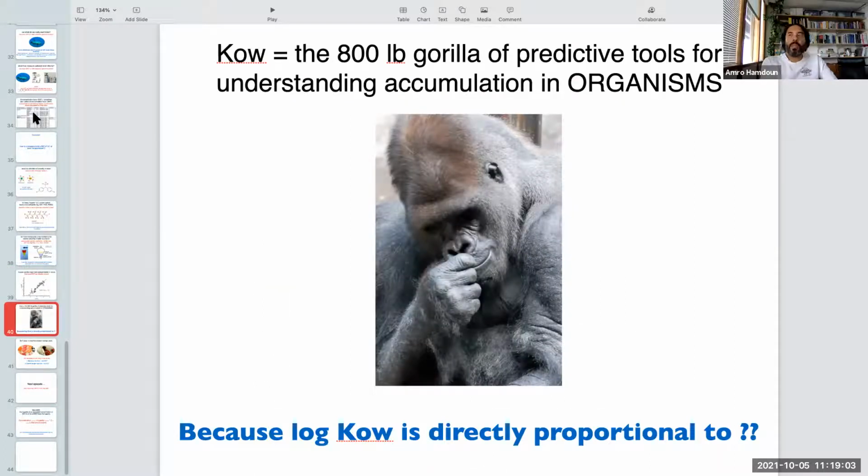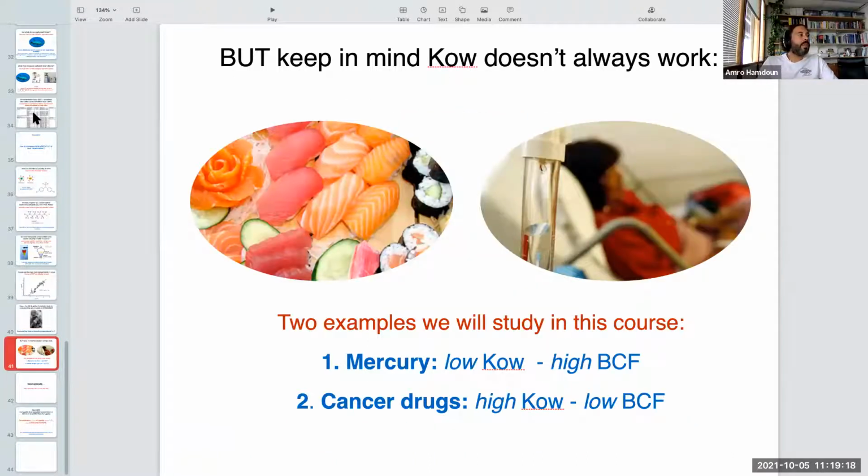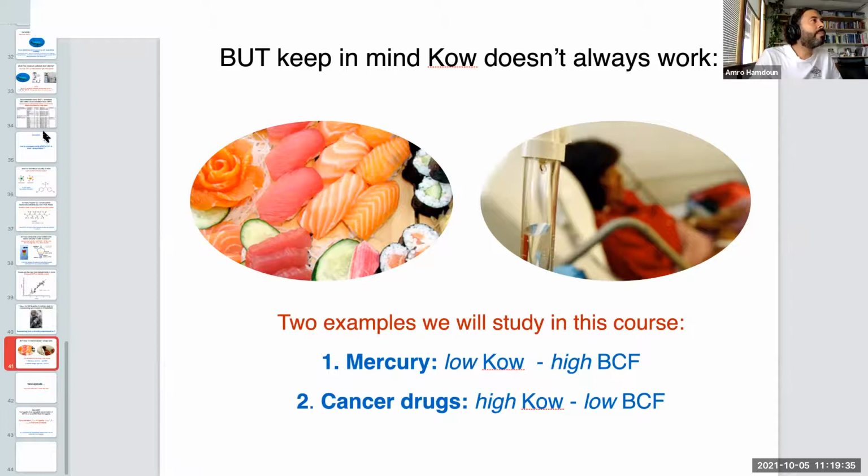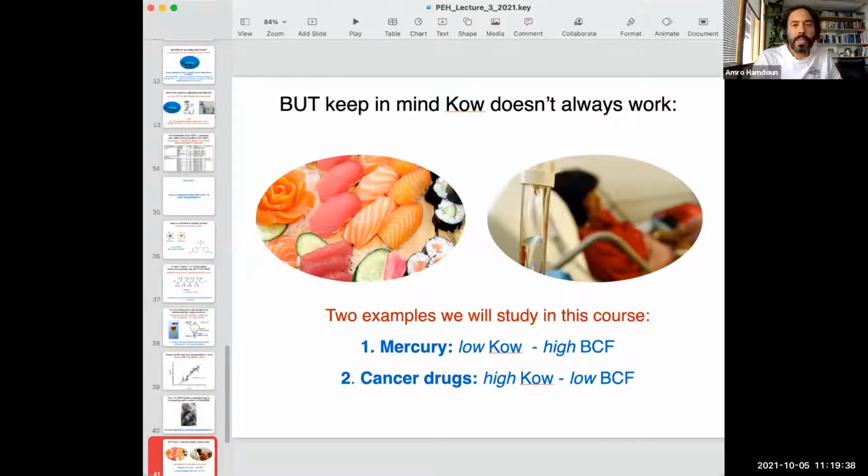One way to put this is that the octanol water partition coefficient is the 800-pound gorilla of predictive tools for understanding accumulation in organisms, because it's directly proportional to the bioconcentration factor. What I want to tell you is it doesn't always work. Sometimes the octanol water partition coefficient doesn't actually predict the behavior of chemicals. We're going to go deeper into that in subsequent lectures and talk about why. Okay, so let me stop that.